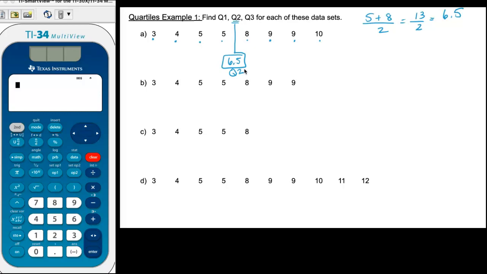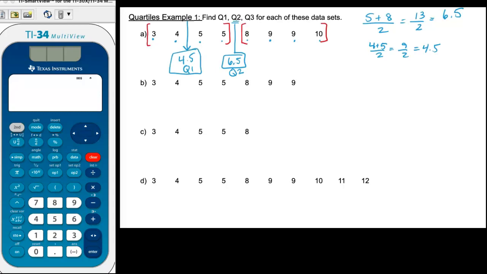The key here is that you do not include the middle number when you're finding the middle of the lower and upper halves. So you almost act like these are, imagine these being brick walls here. I'm excluding Q2, I'm not including it. So now I'm going to look at the lower half and I'm going to find the exact middle. Well, the exact middle of the lower half is between 4 and 5. So I could add 4 plus 5 divided by 2 or 9 divided by 2 and I get 4.5. So 4.5 is going to be Q1.